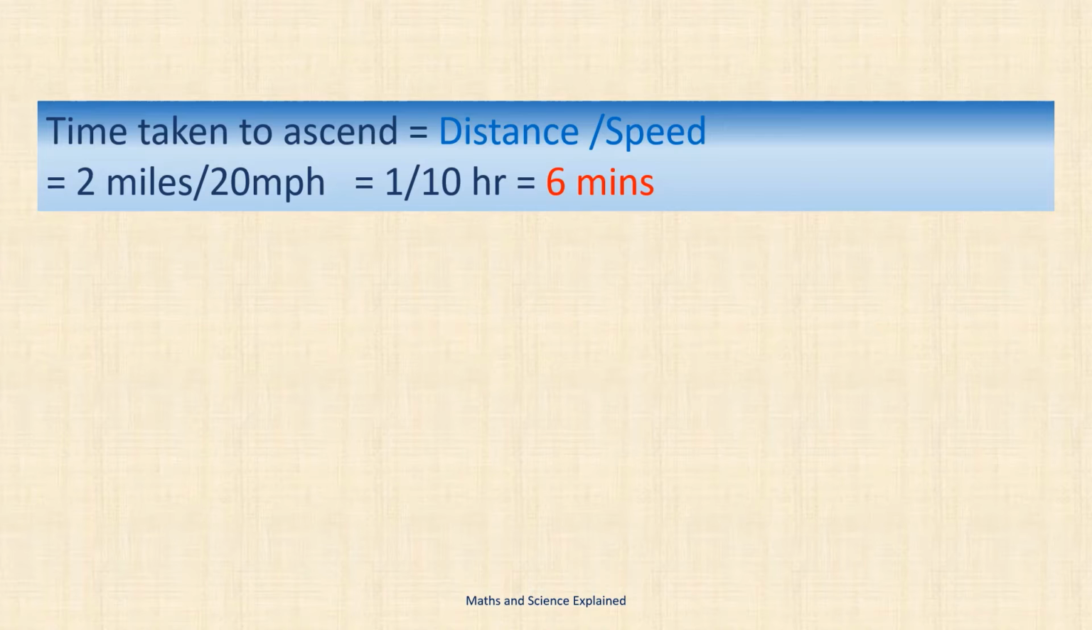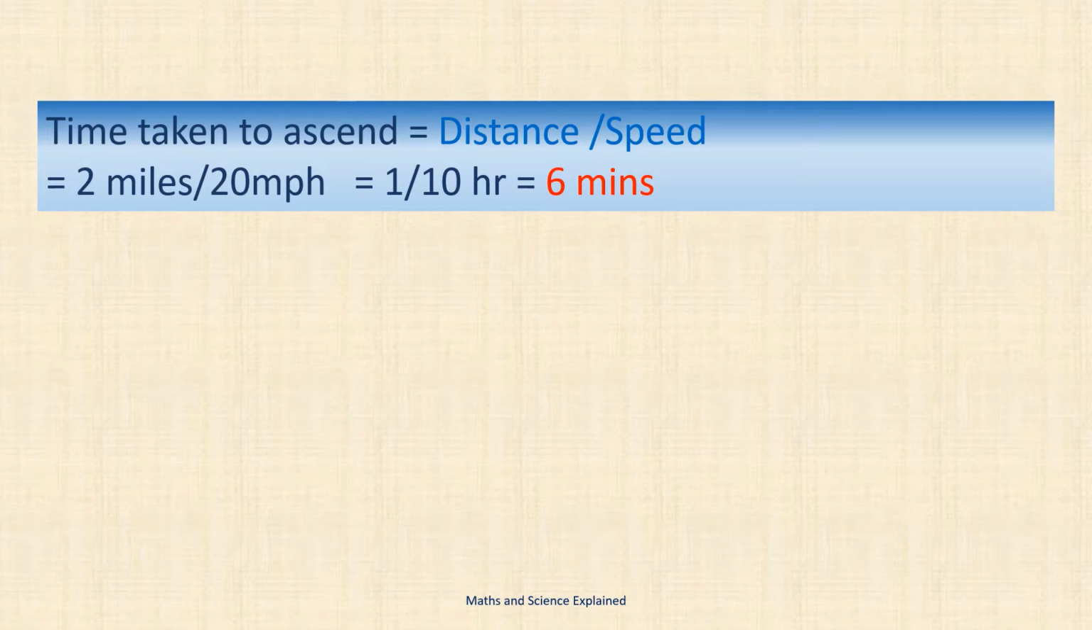Now the time taken for the ascent is given by distance over speed, or 2 miles divided by 20 miles an hour, which gives us 1/10 of an hour, or 6 minutes. By the way, for those of you who are not technically minded, the best way to remember equations is to look at the units of any quantity. As speed is usually expressed in miles or kilometers per hour, then speed is clearly distance divided by time.